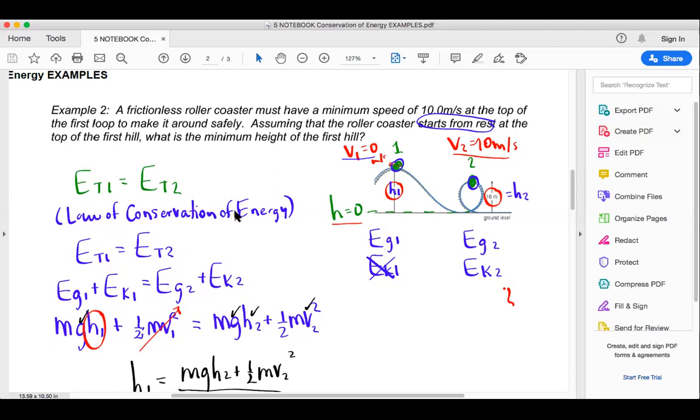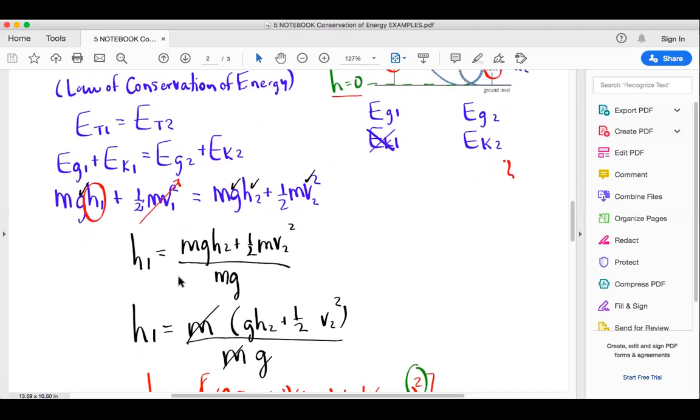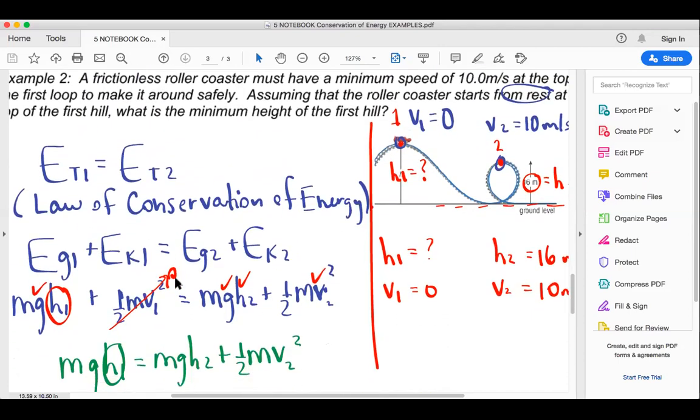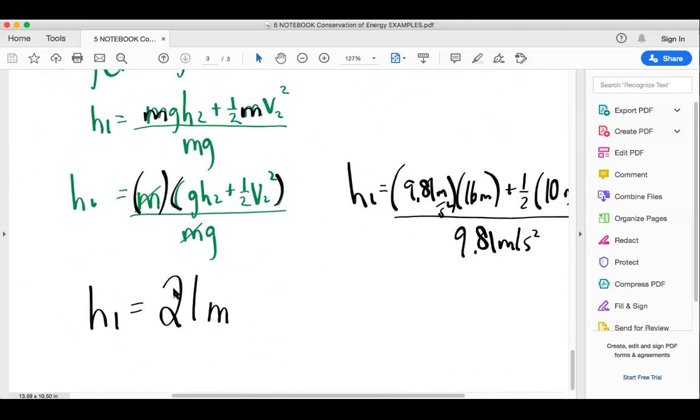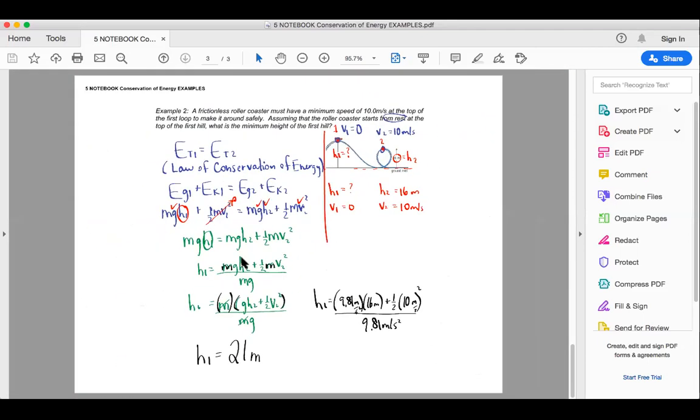So we always start with the law of conservation of energy, ET1 equals ET2. Substitute in the definition of mechanical energy, EG1 plus EK1 equals EG2 plus EK2. Substitute in what we know is EG and what we know is EK. Then we can simplify because it says, assuming the roller coaster starts from rest, V1 is 0, the whole term goes to 0. We are solving for H1 and everything else is given, so we can move forward.